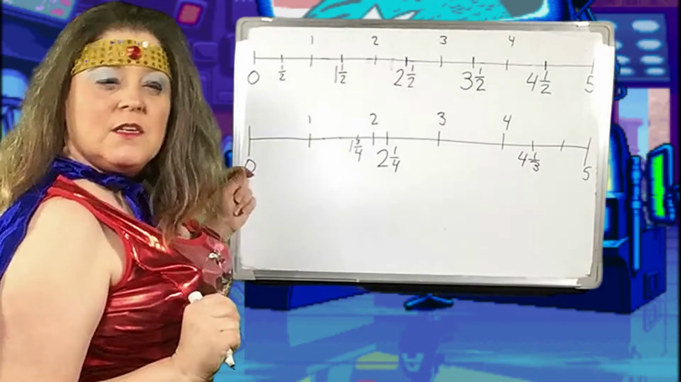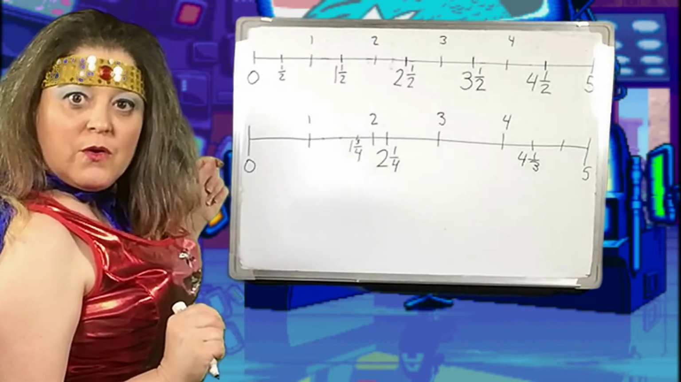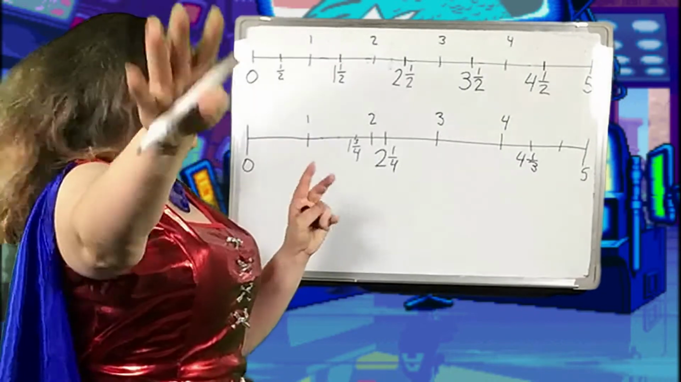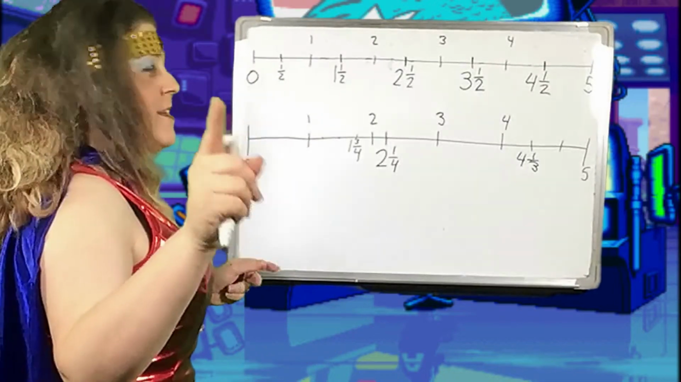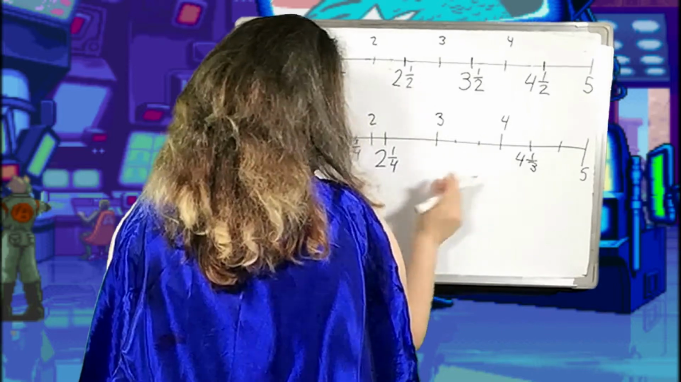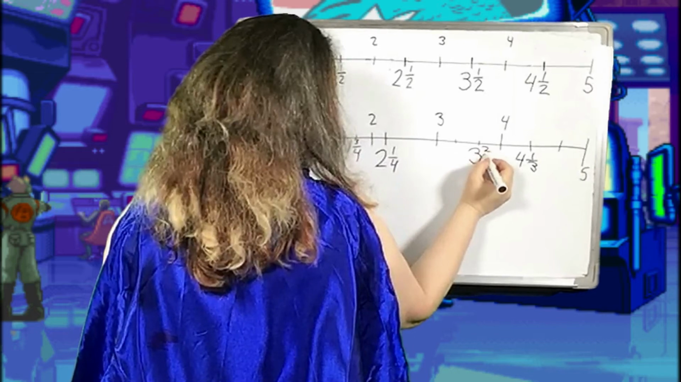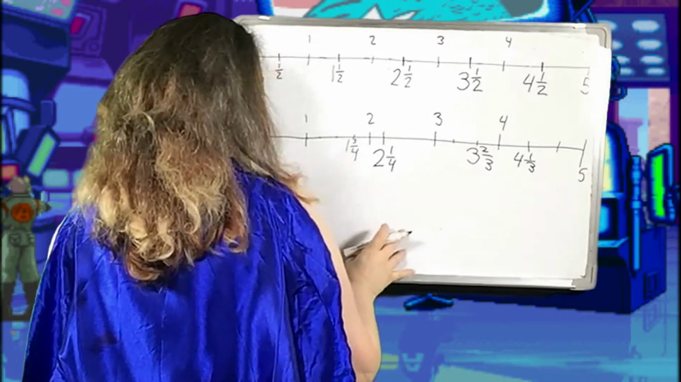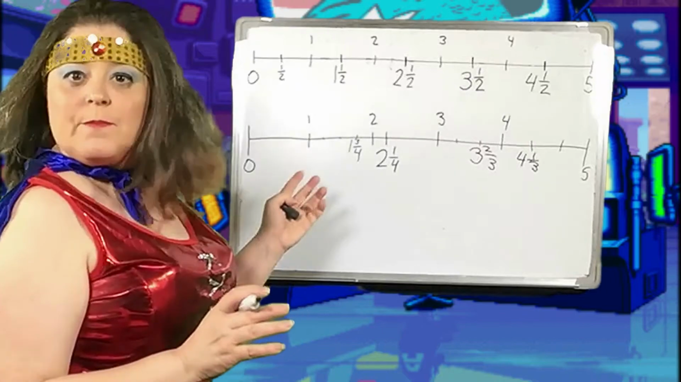All right. What? A bit louder. Oh, yes. 3 2/3. All right. Okay, for that, we need to again cut this into three equal pieces. This is 3 1/3, so this must be 3 2/3.